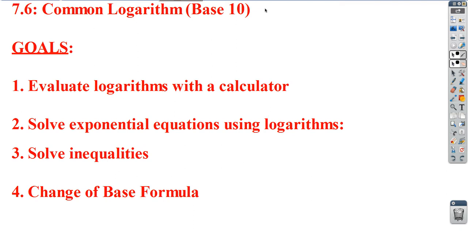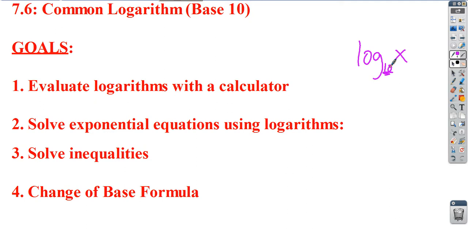Alright, so section 7.6 is on what's called a common logarithm, and that means a logarithm with a base of 10. So in general, if you ever see a problem where they just say the log of something, like the log of x, and they don't actually write a base right here, it's assumed that the base is 10. That's why it's called a common logarithm.